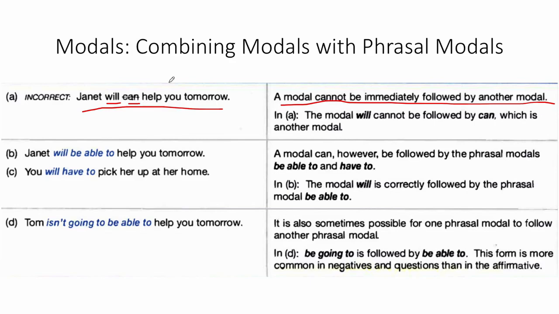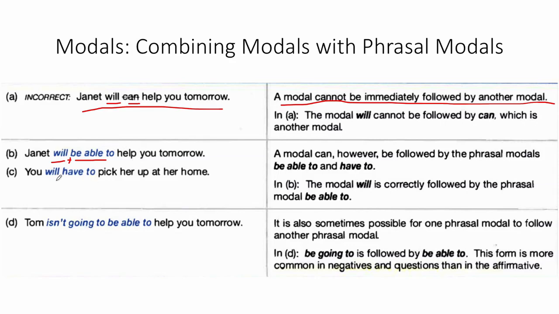But there is the possibility of saying this: Janet will be able to help you tomorrow. A modal can, however, be followed by phrasal modals like be able to and have to. The only way you can combine modals with phrasal modals is when you use a modal that is composed of one word, like in this case will, plus a phrasal modal, be able to. A phrasal modal is composed of more than one word. So in this case, it is possible to combine a one-word modal with a multi-word phrasal modal.